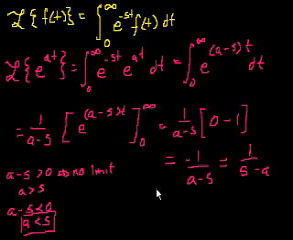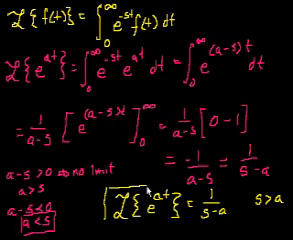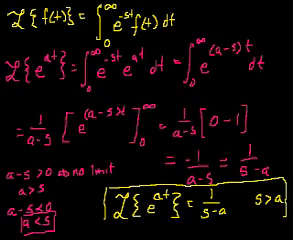So we have our next entry in our Laplace transform table. The Laplace transform of e to the at is equal to 1 over s minus a, as long as we make the assumption that s is greater than a. This is true when s is greater than a, or a is less than s. Either way, you could view it either way. So that's our second entry in our Laplace transform table.